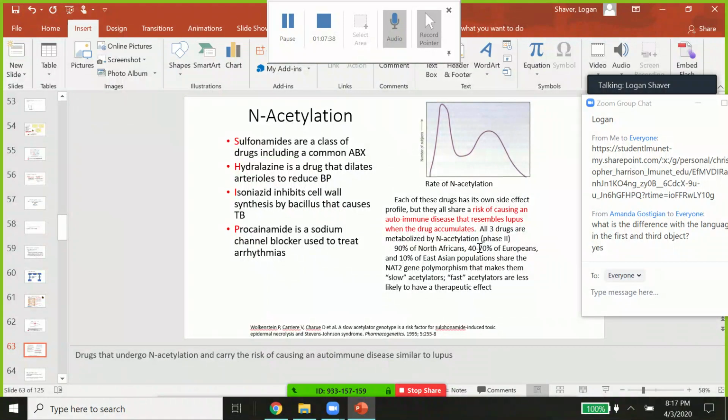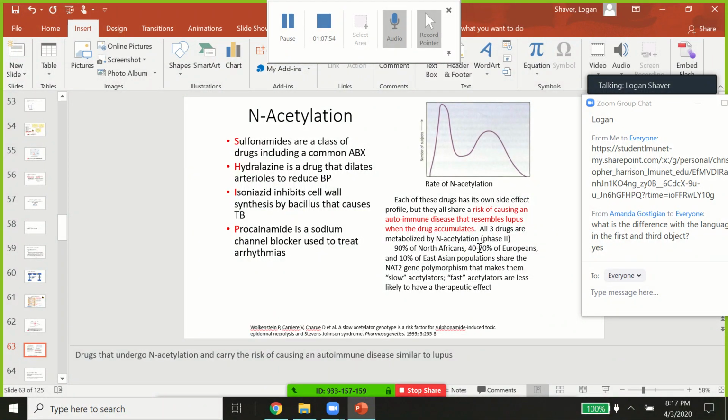So lupus, the very common thing you see on there is a butterfly malar rash. It's hard to really describe what that looks like. It's a big red rash on their cheeks. That's the very classic example.